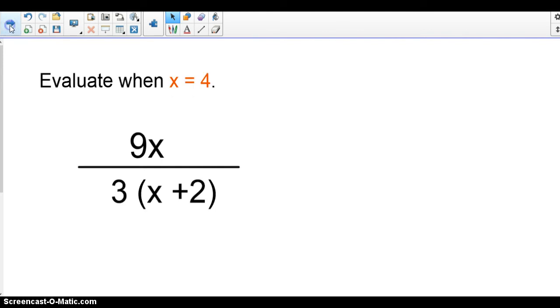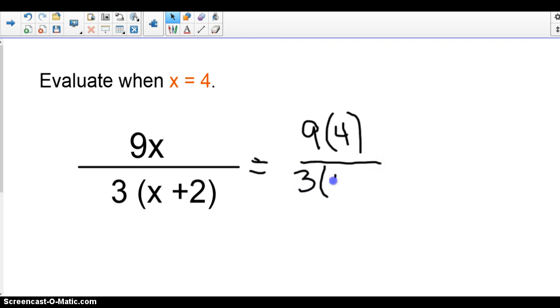Next, we're going to take a look at some problems where we have x equal to a certain number. Notice we have a variable in here now, and in the previous problems we did not. So we're going to be substituting in a numerical value for the variable that is listed. Okay, so we have x is equal to 4, so I'm going to rewrite this problem where we've got 9 times 4 divided by 3 times 4 plus 2.